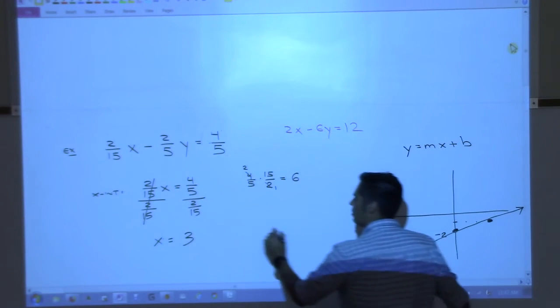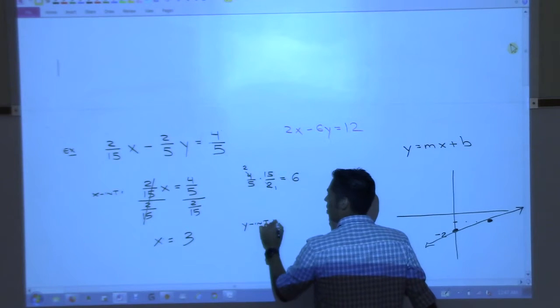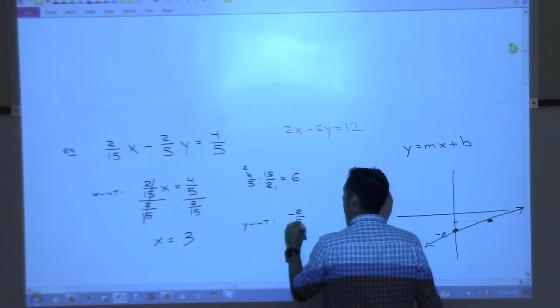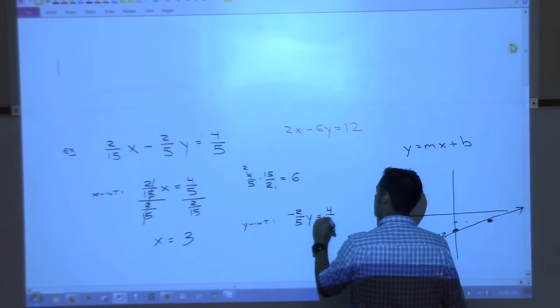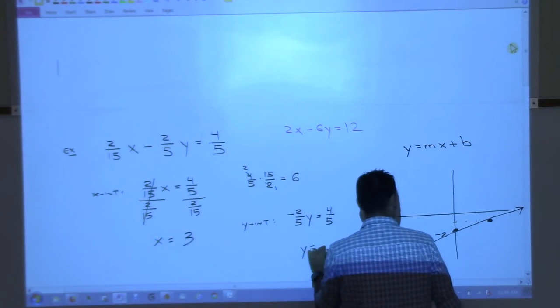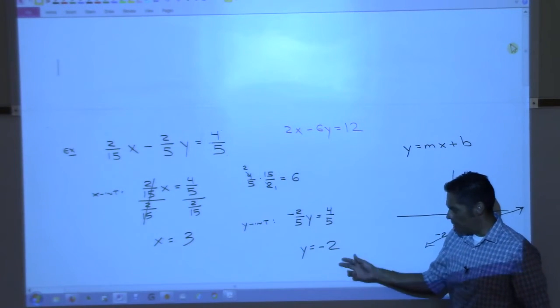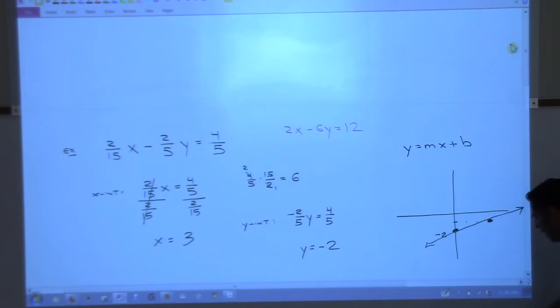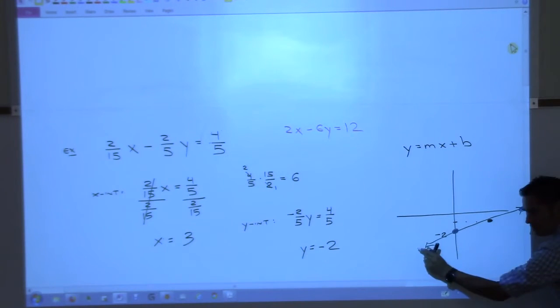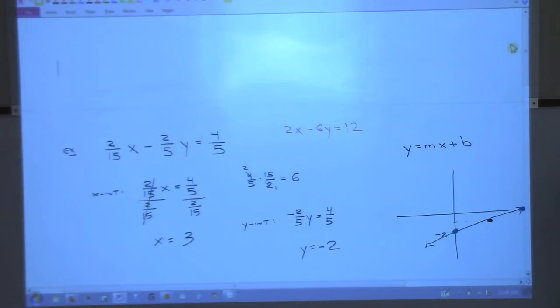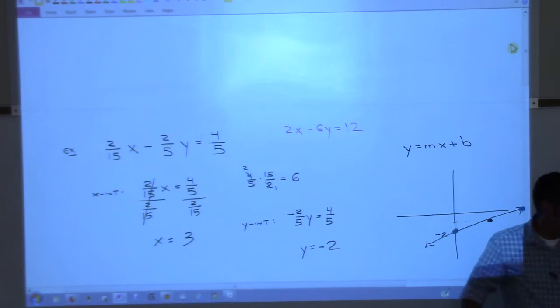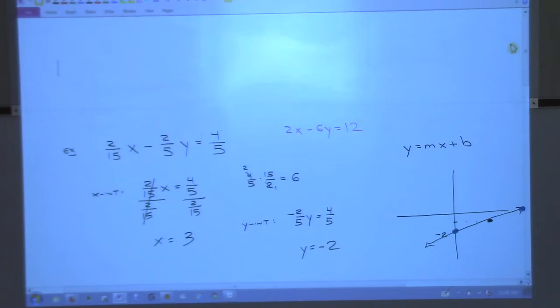And then if I found the y-intercept, would have set x to 0, I would have had negative 2/5 y equals 4/5. And when I solved that, I would have got negative 2. I'm not going to show it, but I would have done the same thing. Divided through, and I would have got negative 2. And so my x-intercept would have been 6, which would have been out here. And my y-intercept would have been negative 2, which would have been here, and I would have had the same line. So you pick your poison there, whichever method you like, go with it.